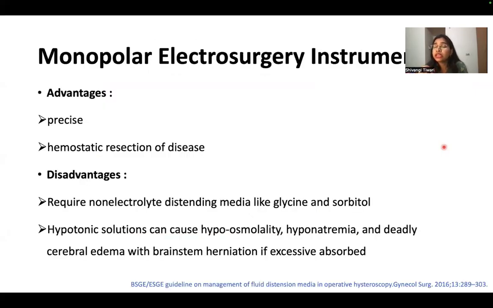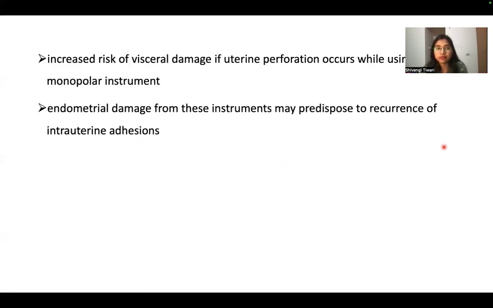Next is monopolar electrosurgery instruments. Its advantages are that it's very precise, with hemostatic resection of disease. But its disadvantages are that it requires non-electrolyte distending media like glycine, sorbitol, hypotonic solutions. They can cause hypoosmolality, hyponatremia, and deadly cerebral edema with brainstem herniation if excessively absorbed. There is increased risk of visceral damage if uterine perforation occurs while using a monopolar instrument. Endometrial damage from these instruments may predispose to recurrence of the intrauterine adhesions.